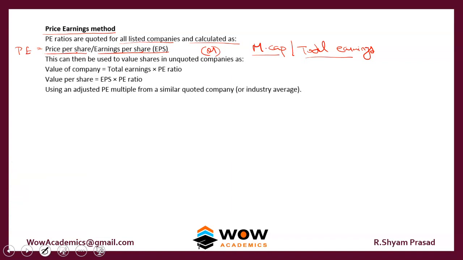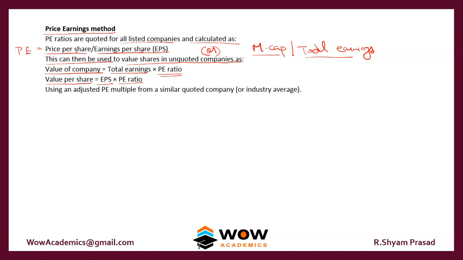So how can we value a company with the PE method? This can be used to value shares in unquoted companies. The value of an unquoted company is equal to the total earnings of that company multiplied by the PE ratio of a quoted company. So the value per share will be EPS into PE ratio. If you want the total value of a company, it is total earnings into PE ratio.